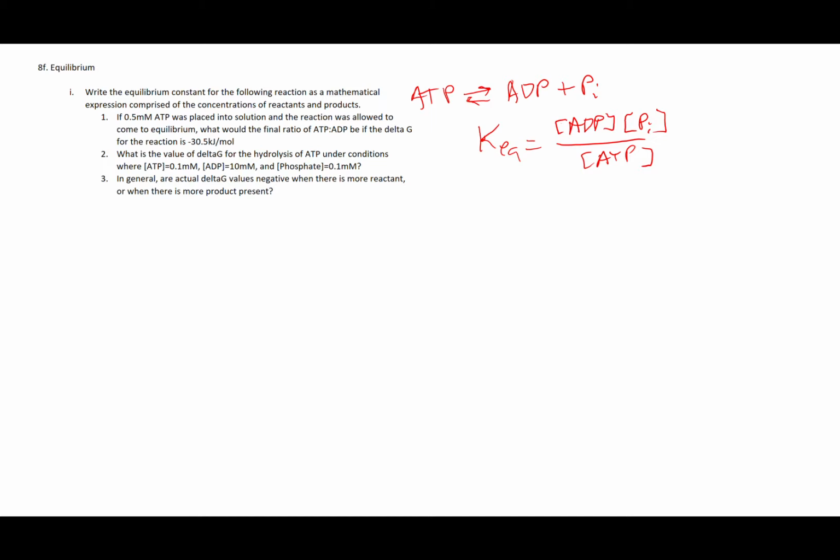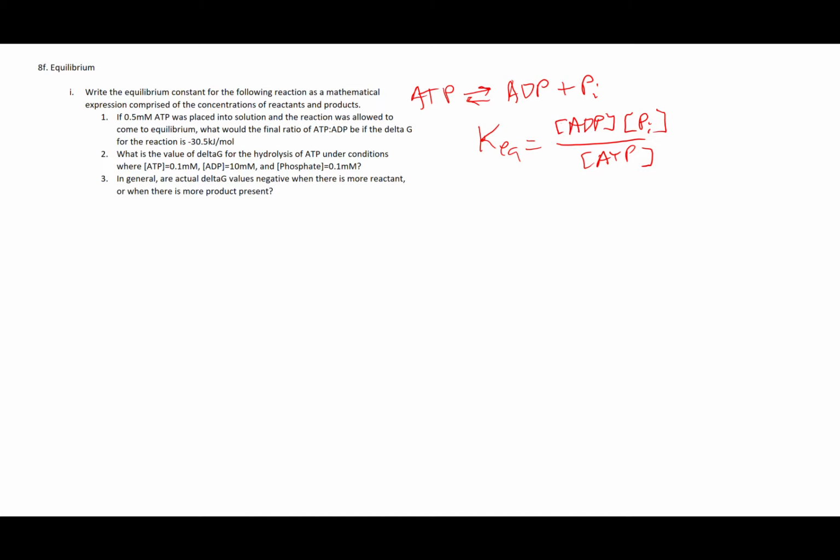Subpart 1 here is actually the hardest out of all of these, so let's go ahead and get to it. It says if half millimolar ATP was placed into solution and the reaction was allowed to come to equilibrium, what would the final ratio of ATP to ADP be if the delta G for the reaction is negative 30.5 kilojoules per mole?